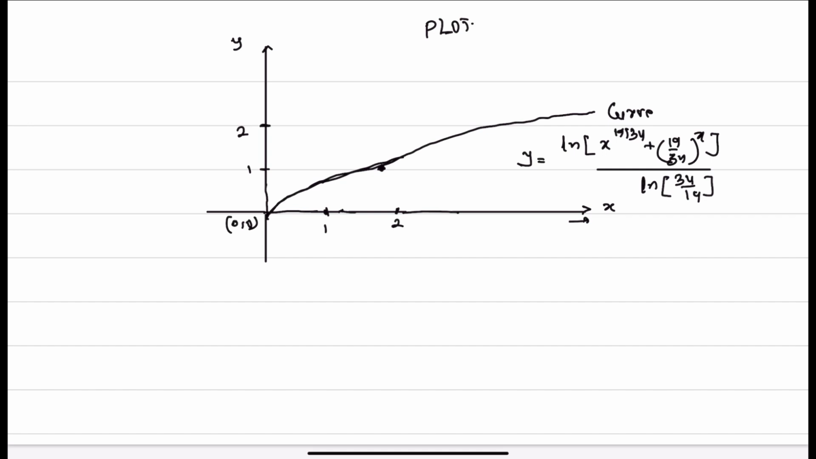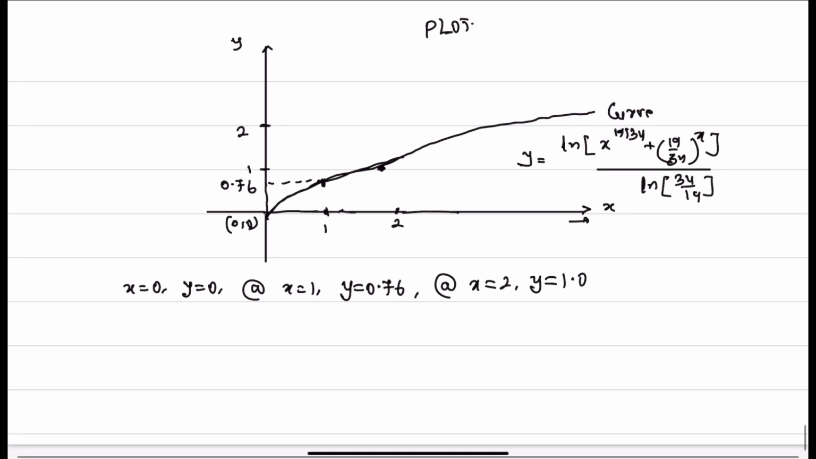The final results: at x equal to 0, y is equal to 0. At x equal to 1, y is equal to 0.76. At x equal to 2, y is equal to 1.0. These are the points on the curve and this is the curve. This is how we have to draw the plots of algebraic equations.